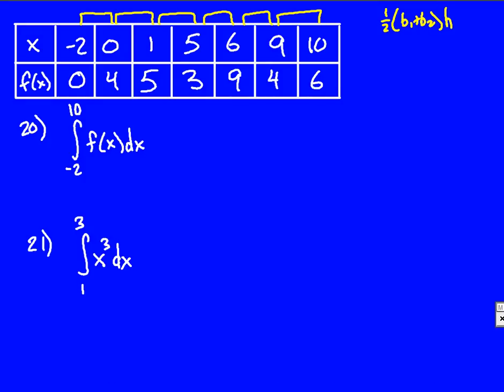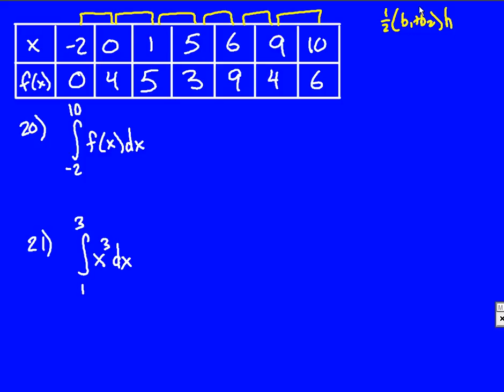We are looking here at the trapezoidal rule and examples of how to do it. With -2 to 10 as my limits in a table, luckily I'm using the entire table, so I'm going to have 6 different, well, not rectangles now, but trapezoids that we're going to be finding.